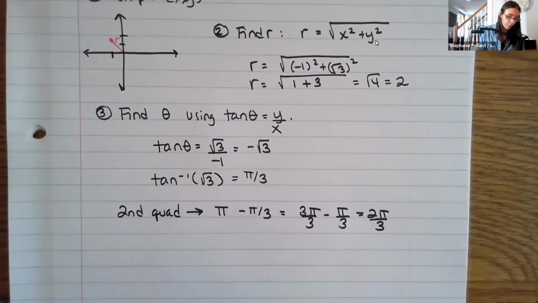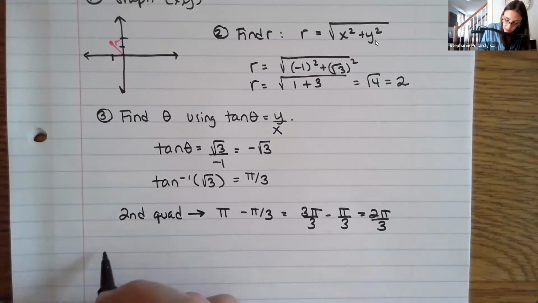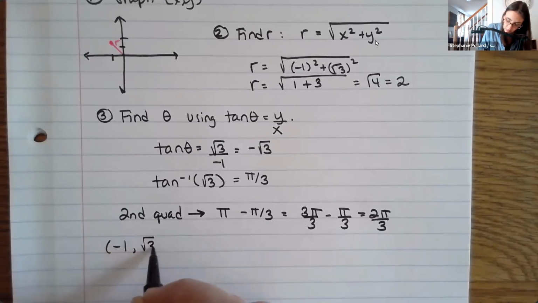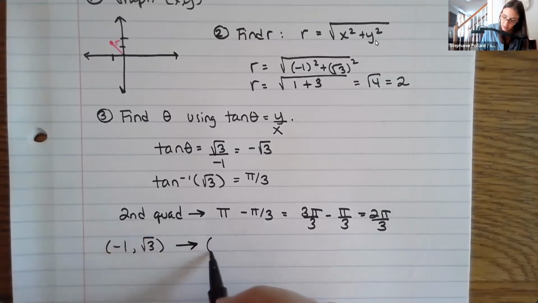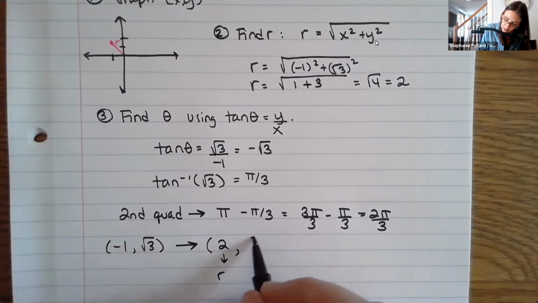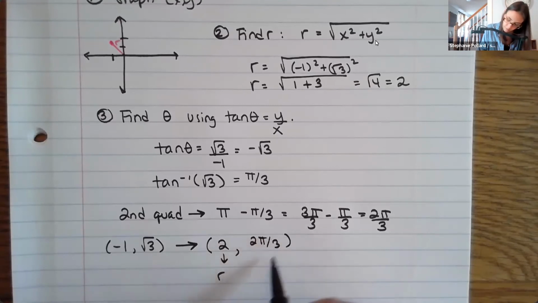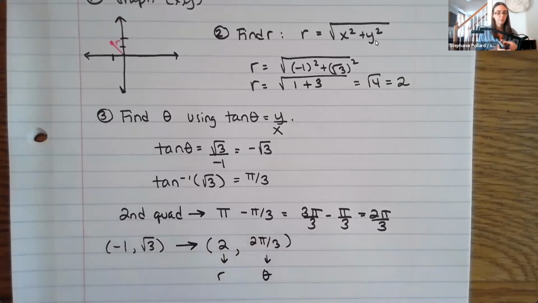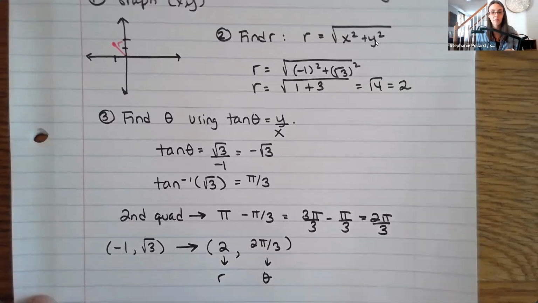And then now we can go ahead and put it all together. So (-1, √3) becomes, let's see, our r was 2, and then our theta is 2 pi over 3. All right, I'm going to do one more of these. These tend to be the harder ones, like I said.